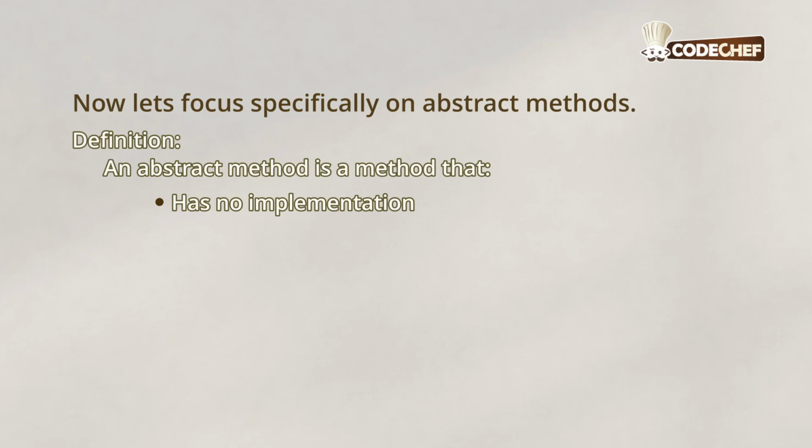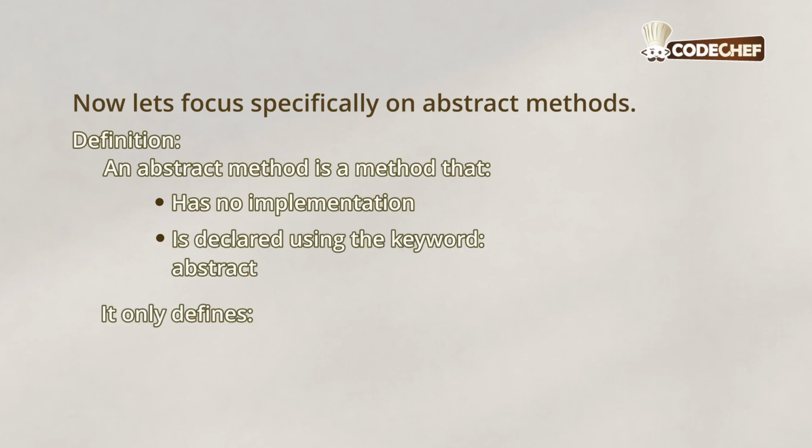Now let's talk about what an abstract method is. An abstract method is a method that has no implementation and is declared using the keyword abstract. It only defines what should be done, not how it is done.